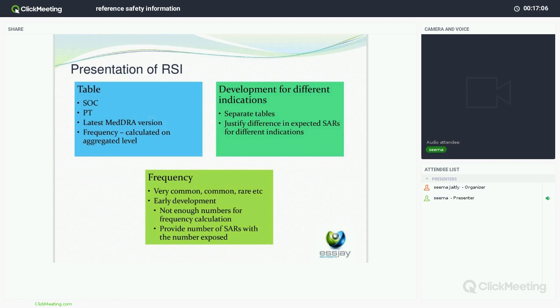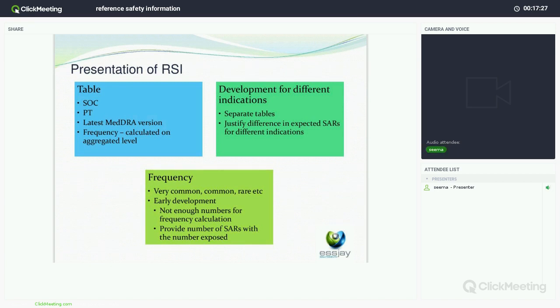So if we look at the presentation now, normally you'd have a table that should be easily found within the documentation, easy to locate. You would have the system organ class and PT using the latest MedDRA version, and then frequency should also be presented, and that should be on an aggregate level.